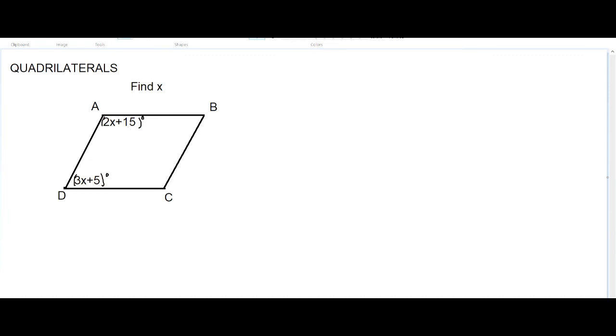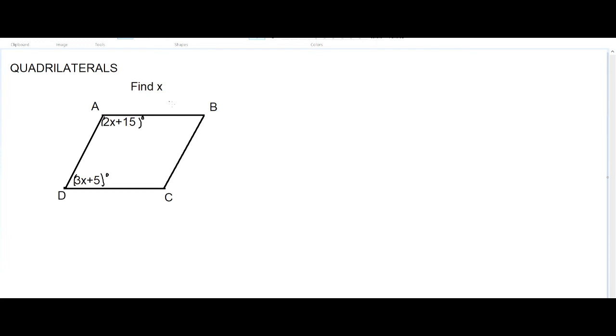You have angle A is 2x plus 15 degrees, and you have angle D is 3x plus 5 degrees. And find the x. If we're talking about parallelogram, consecutive angles of a parallelogram are supplementary. Ibig sabihin, ang magkasunod na angle sa parallelogram is equal to 180 degrees or supplementary. Yun yung ibig sabihin ng characteristic ng parallelogram na yon. Consecutive angles of a parallelogram are supplementary.